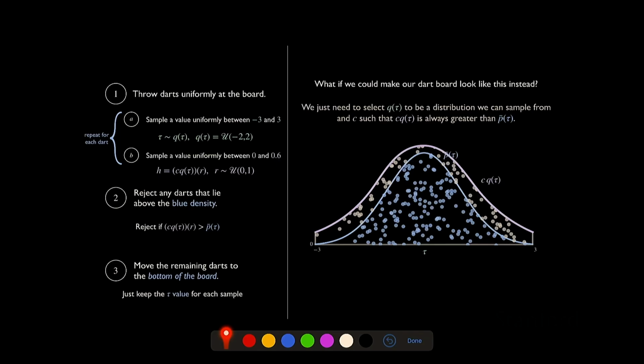Yep. In 1B, you say sample the value uniformly between 0 and 0.6. And this value is R, right? Which is then actually sampled from 0 to 1. Is the 0.6 just random from the example? Yeah, it's random from the example. In the example, C times Q of tau is 0.6, because the height of the board was 0.6. That was just arbitrary. But in general, you're sampling a value uniformly between 0 and C times Q of tau. That's what this step ends up doing.